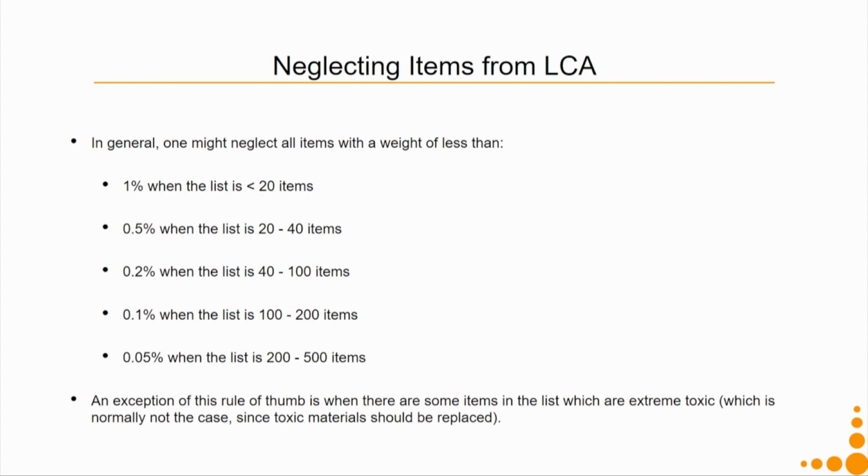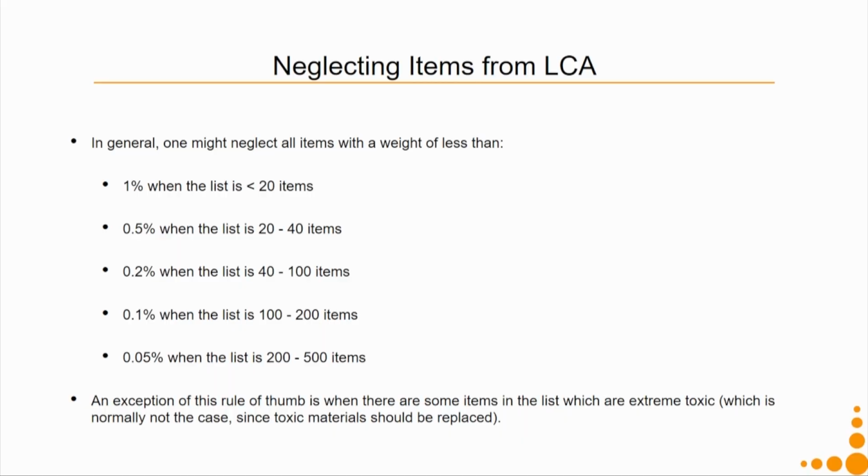An exception to this rule of thumb is when there are some items in the list which are extremely toxic. Actually, we should eliminate those extremely toxic products because they have a very bad environmental impact. So, we should not include them, but in case it is unavoidable to have them in your product, then even if their weight is within the negligible limits, we still need to consider them in the LCA, because even if they are in very small quantity, their environmental burden is very high.